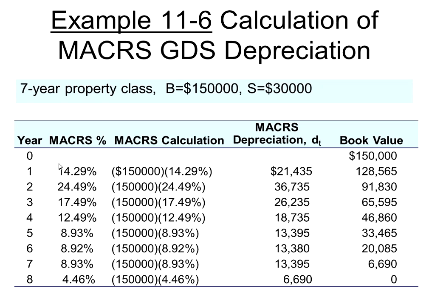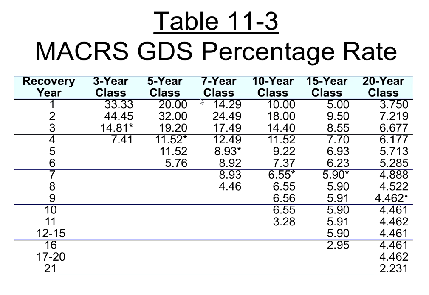And then if you look at this, notice these are taken from table 11.3. Right, so look at them. Now I'm going to show you where they're taken from. They're taken from this table. Observe, this is a 7-year property class.